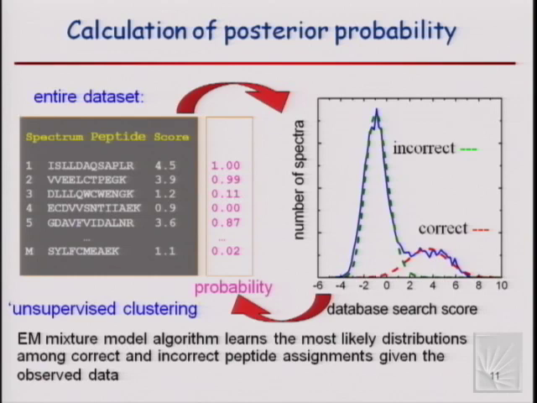And by doing that, we can now map this arbitrary search score into a posterior probability that the identification is correct. So if the search score is somewhere around 1.5 on this plot, it means there's a 50% probability that it's a correct identification. As you go to higher scores, the probability that it's correct goes to 1, and in the lowest scoring portion of the histogram, the probability is 0. So that's a general idea behind PeptideProphet.